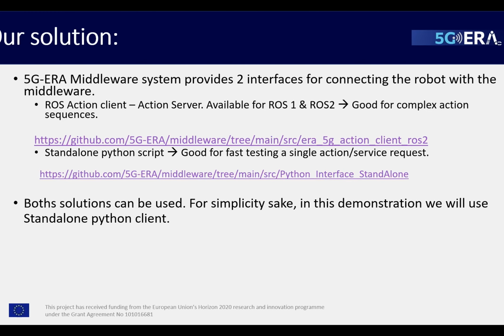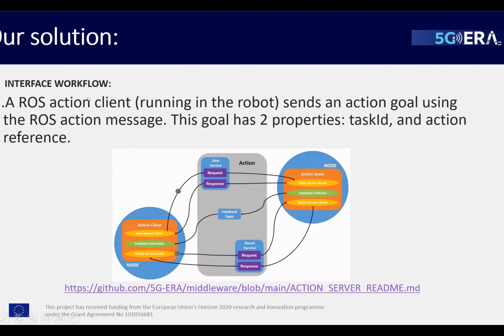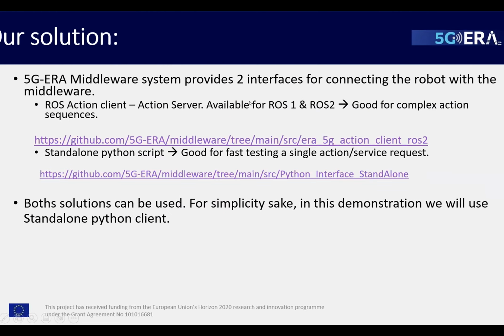And then for fast testing, single action and service request, we have a Python standalone script, which will also communicate with the middleware and deploy the necessary network applications. As I said, both solutions can be used. For simplicity's sake, in this demonstration, we will be using the Python. Anyhow, I will also explain very quickly how both interfaces look.